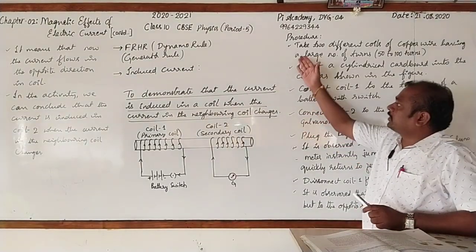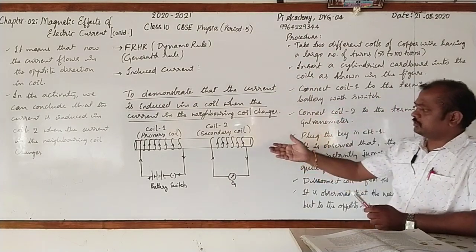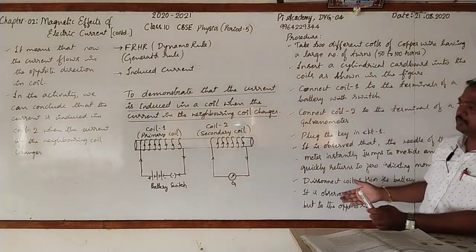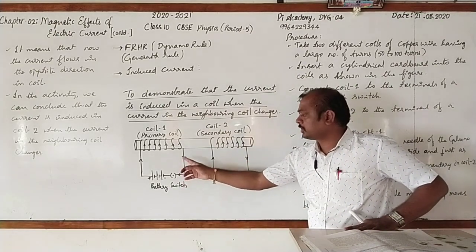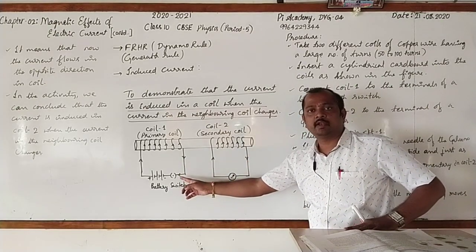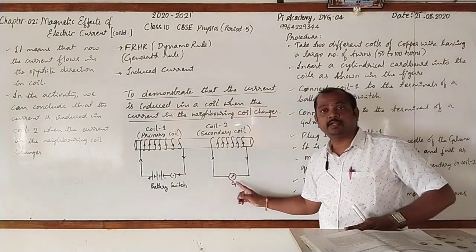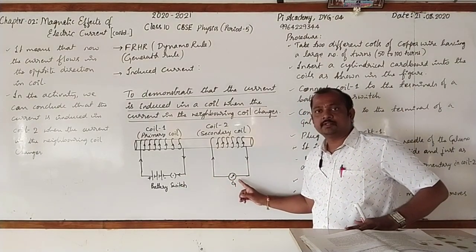Yes. Please go for writing the procedure, just as I have explained it. First we take two coils. The first coil is connected to the terminals of a battery along with the switch, and the second coil is connected to the terminals of a galvanometer.